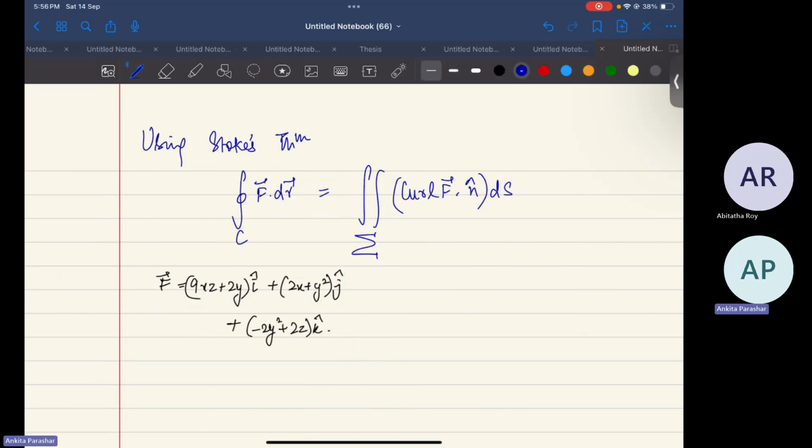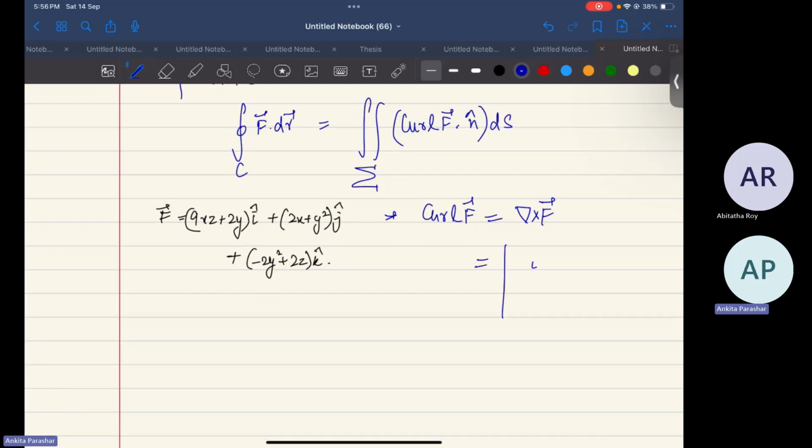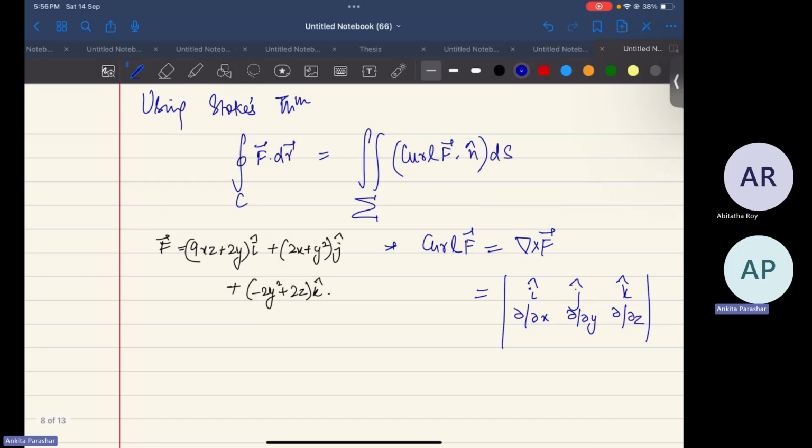Yeah, this is our F. So curl F will be the gradient, sorry, cross product with F. So it is i cap, j cap, k cap, del by del x, del by del y, del by del z. And F is 9xz plus 2y, 2x plus y square, and minus 2y square plus 2z.